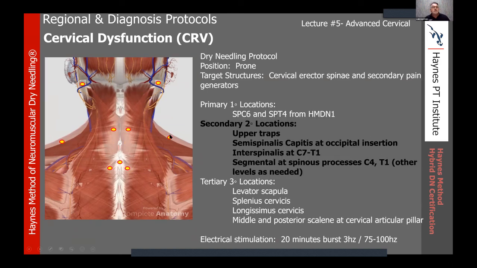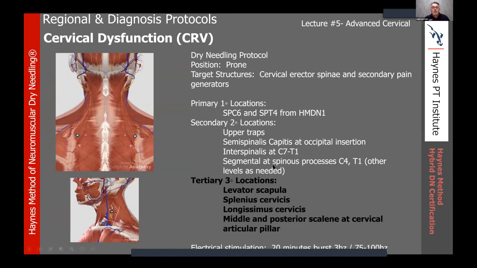Our secondary locations, we want to hit the upper traps. We want to hit the semispinalis capitis at the occipital insertion. So it's going to come up here and we want to catch it over here. We want to catch interspinalis at C7-T1. And then we can hit segmentally at the spinous processes of C4 to T1, and then any other locations that are needed. Any of that deep paravertebral musculature can be needled next to the spinous processes.